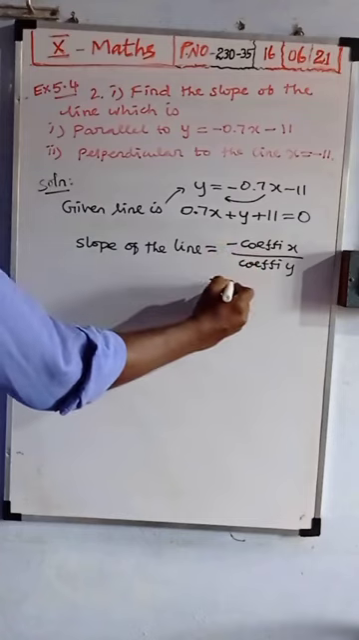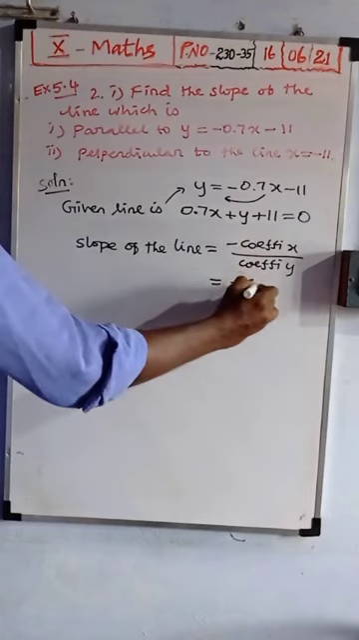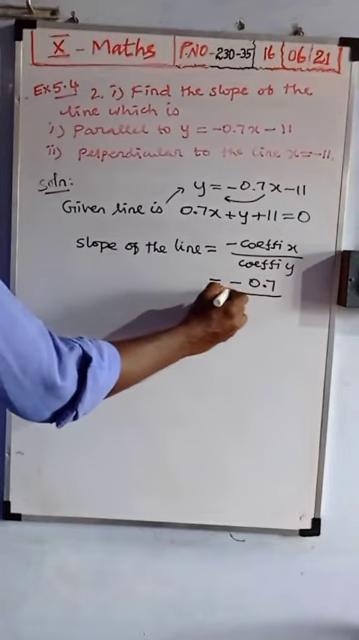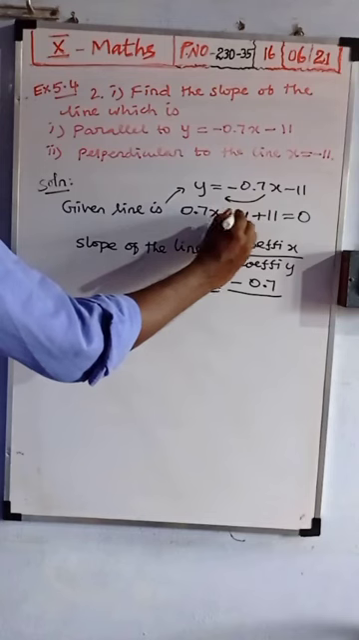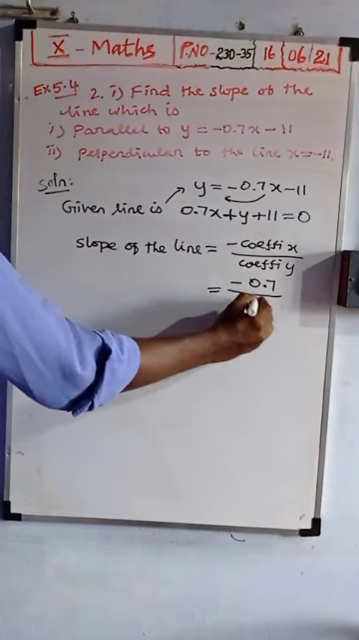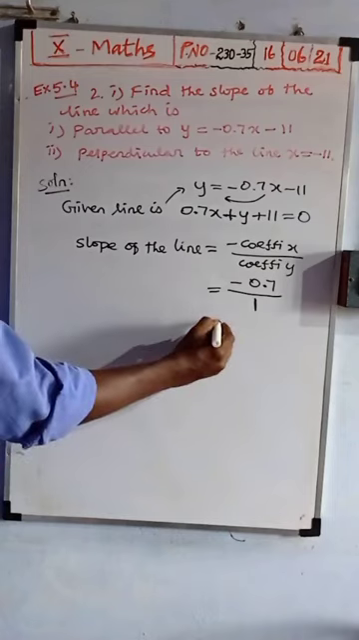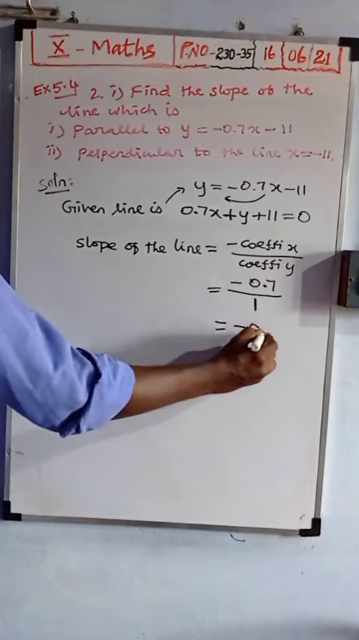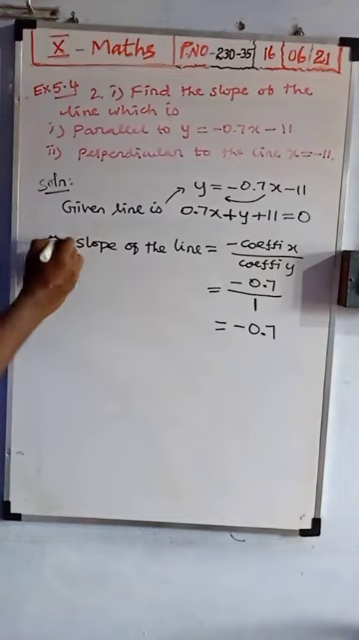So the x coefficient is minus 0.7, and with the minus in the formula, it is 0.7 divided by the y coefficient. Here how many times is y there? Only one time, so the coefficient is 1. So minus 0.7 into 1 is minus 0.7. Therefore, this is the slope of the line.